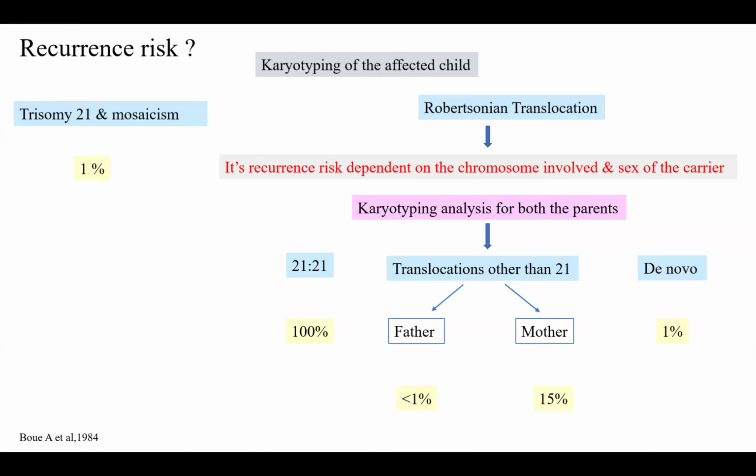And if it is a 21 to 21 translocation, whether in father or mother, there is 100% recurrence risk in the next pregnancy. Or if the translocation involves chromosomes other than 21, and if the father is a carrier, it has less than 1% recurrence. And if the mother is a carrier, there is 50% chance of recurrence in the next pregnancy. And if neither parent is a carrier and the child had a Robertsonian translocation that is de novo, for the next pregnancy the chance is only 1%.